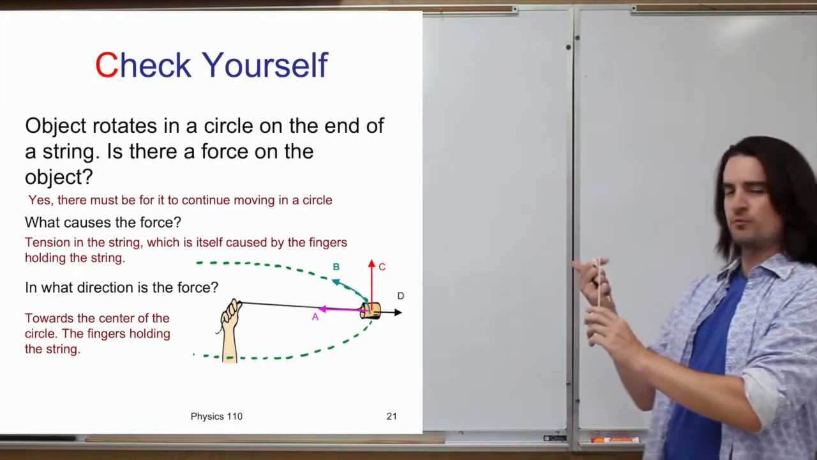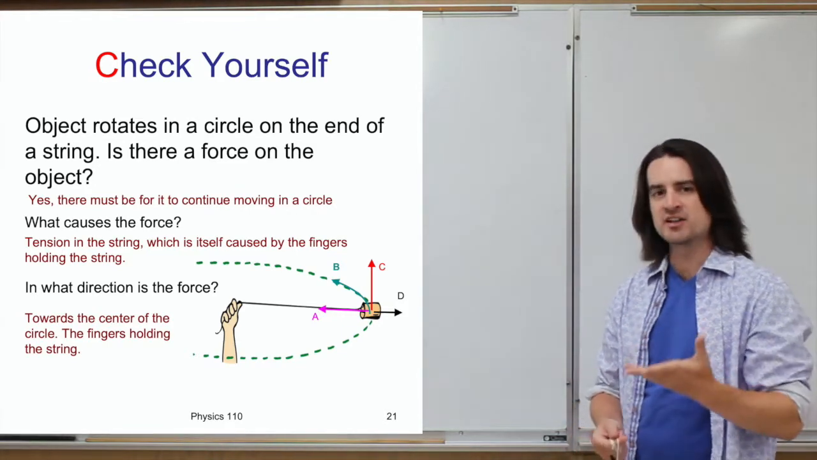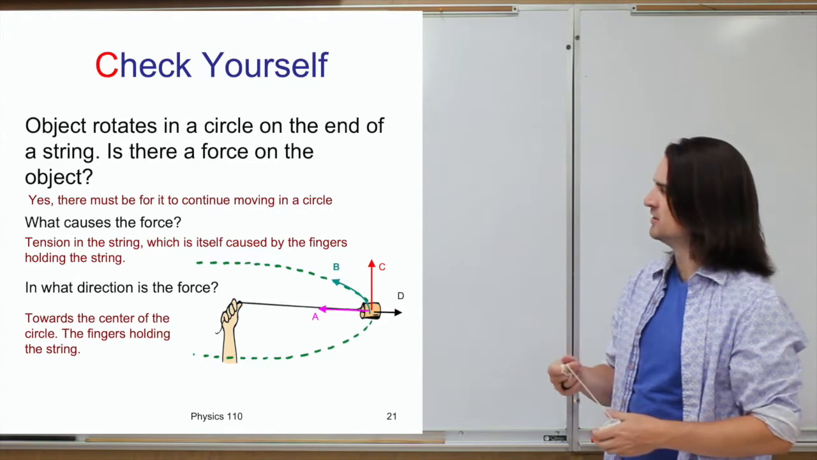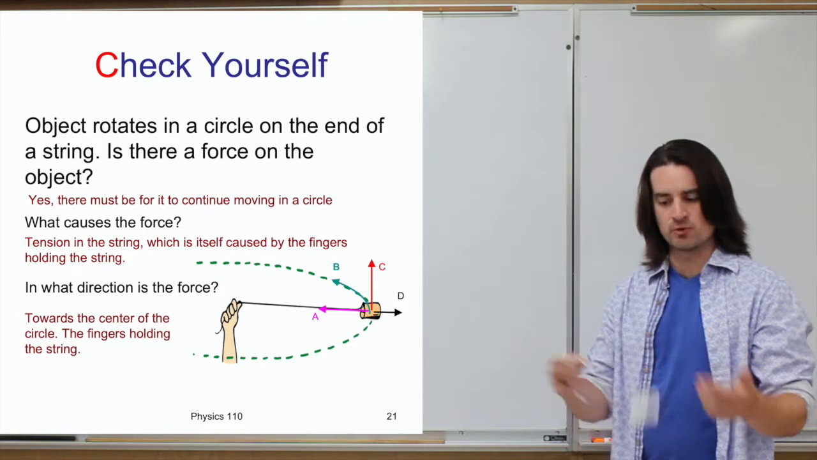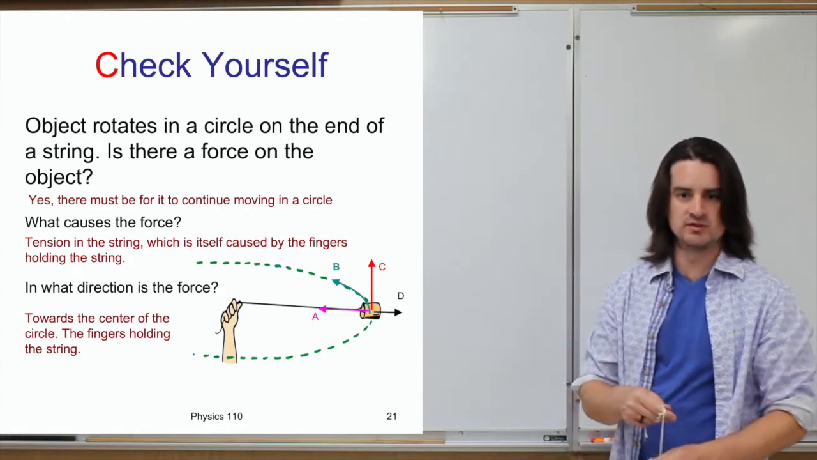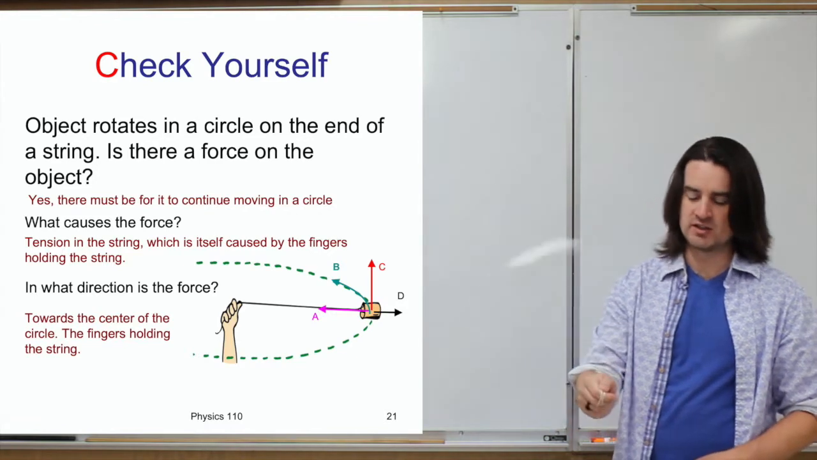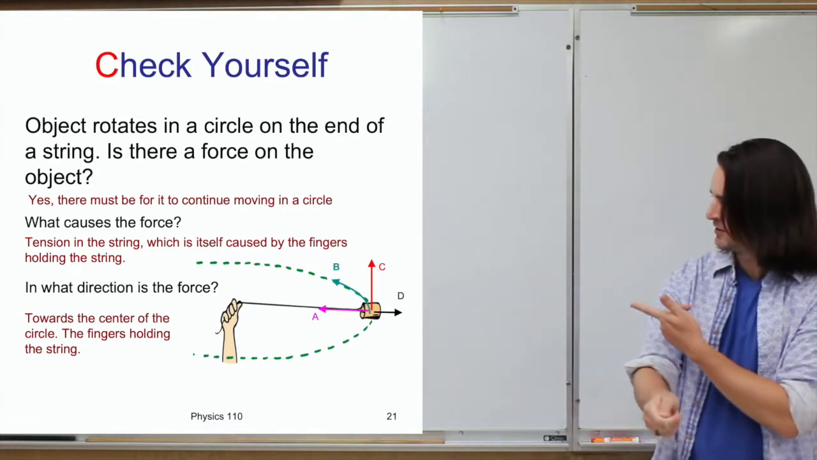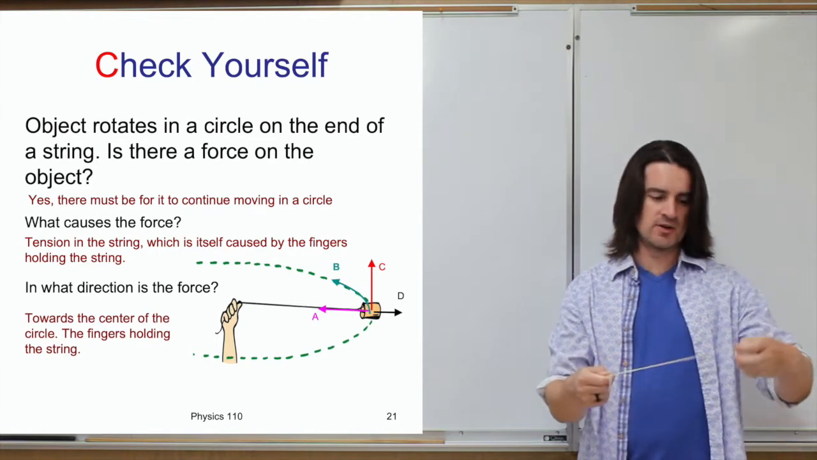Okay, so hopefully you said yes, there is a force. This is exactly what I just told you about in the last slide. There needs to be a force in order for this object to keep moving in a circle, right? So what is causing this force? Well, in the case of the thing that I'm holding right now, and in the picture here, the force on the object is from the string, right?